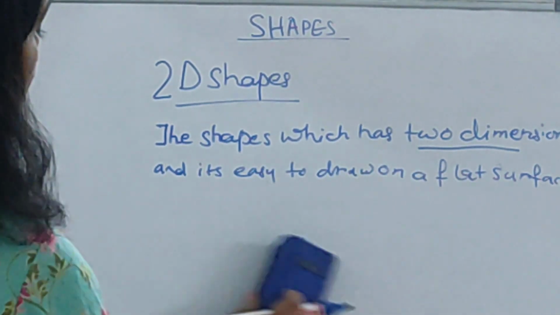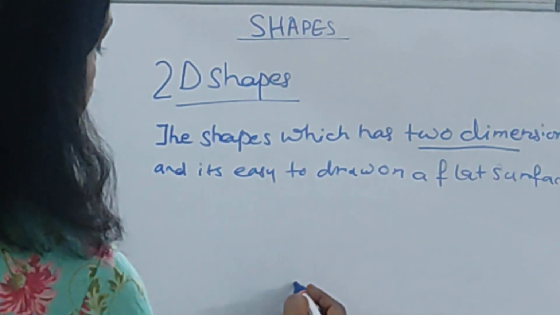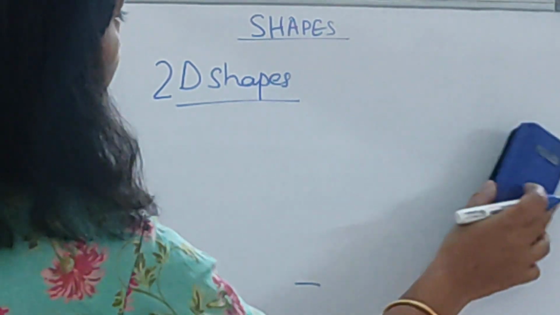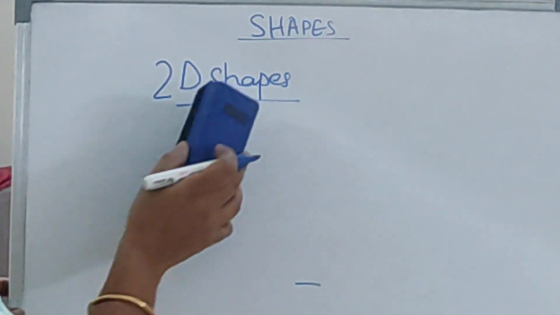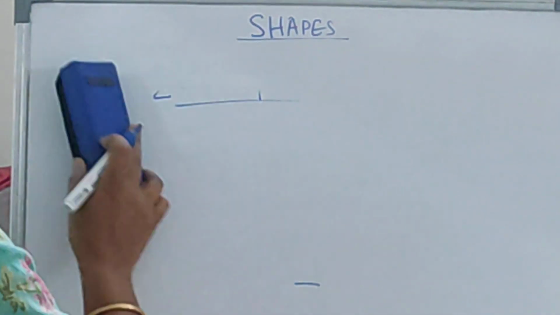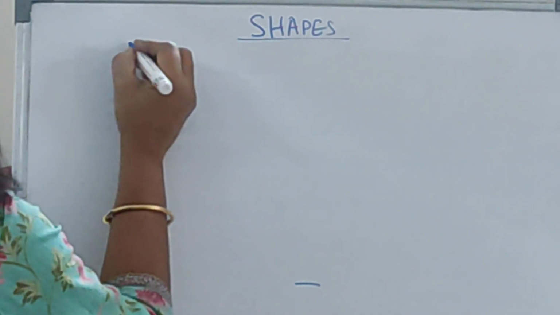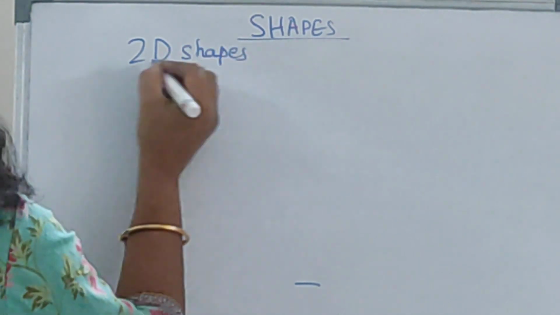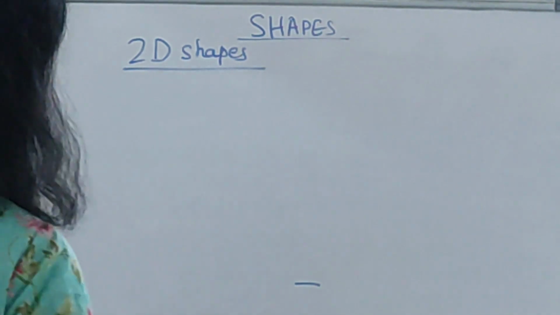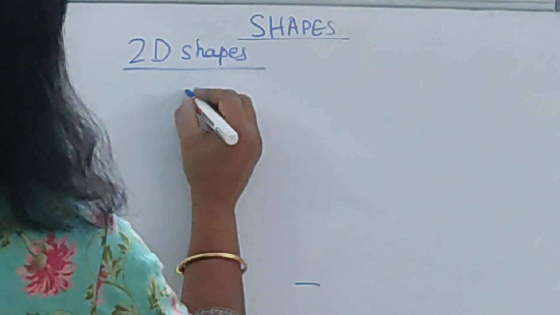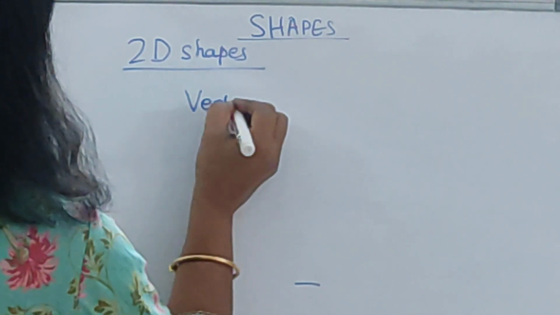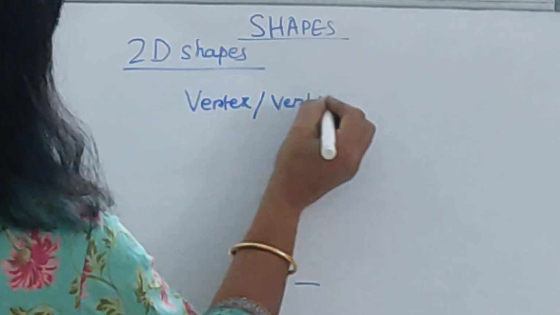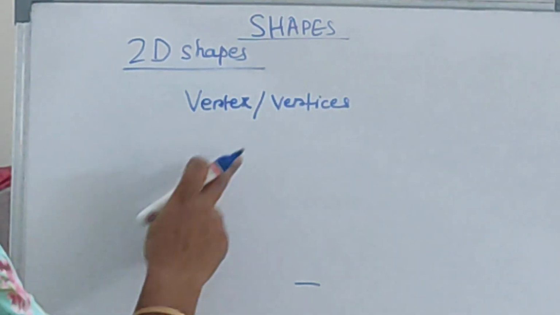Now we will learn about the vertex. In a shape, what is a vertex? Do you know what a vertex is? It comes under 2D shapes. What we are learning today is 2D shapes, and in 2D shapes, what we will learn today is the vertex. The singular is vertex. The plural is vertices.